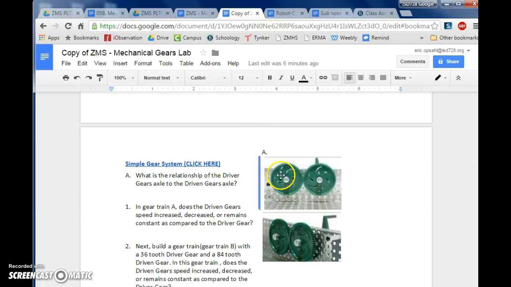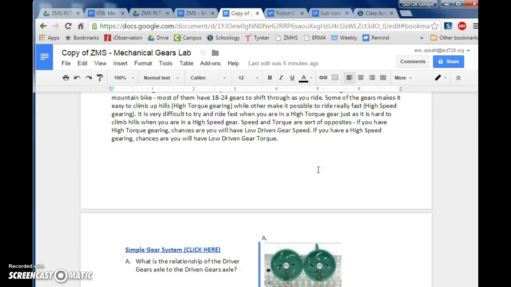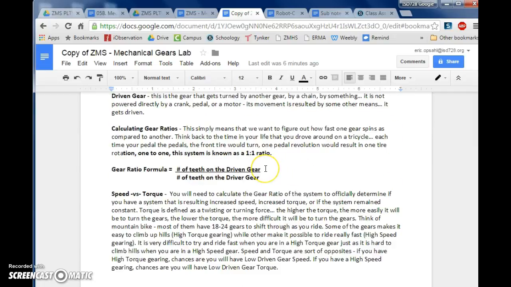I have a 60 tooth driven, 60 tooth driver. I plug it in my formula. 60 divided by 60 gives me 1. So I have 1 handle spin to 1 wheel spin. You're solving a ratio. How many spins to how many spins?